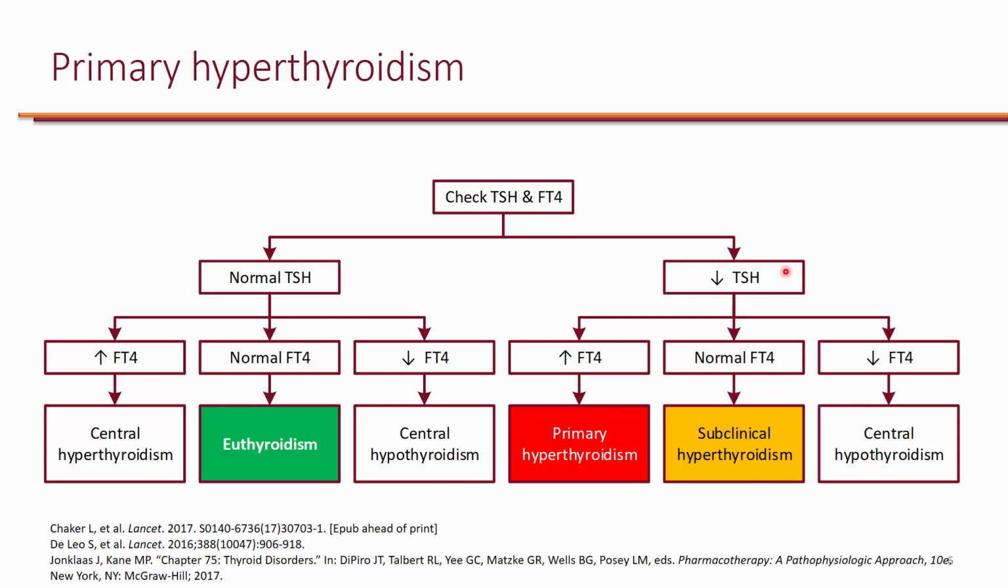Now, if the TSH is low but the T4 is normal, we refer to this as subclinical hyperthyroidism. And of course, if both TSH and T4 are low, because T4 is low, we call this hypothyroidism. Normally, if you have hypothyroidism, TSH is supposed to be elevated, but in this case, it's not. That means this is not a problem in the thyroid gland, so this is central hypothyroidism.